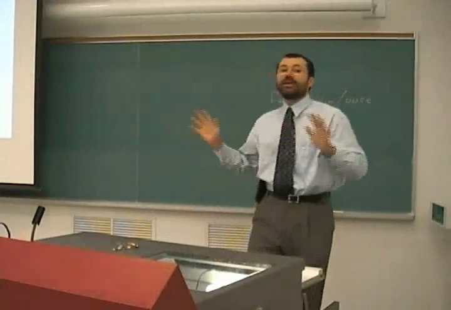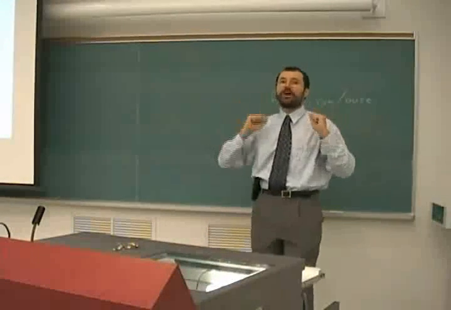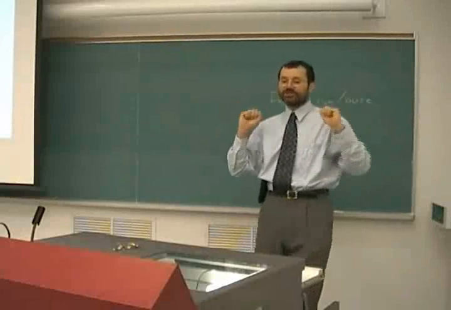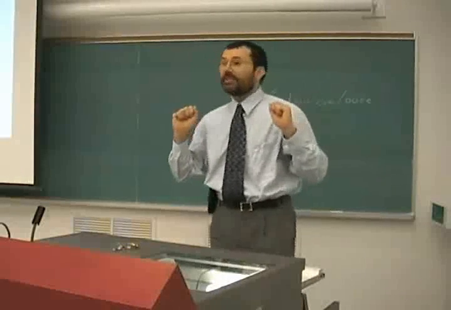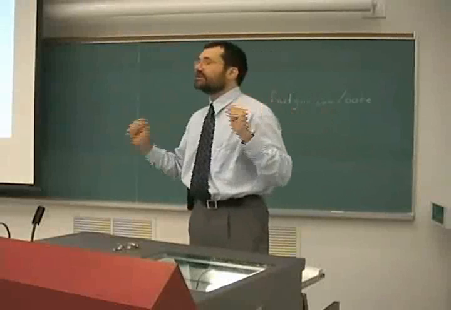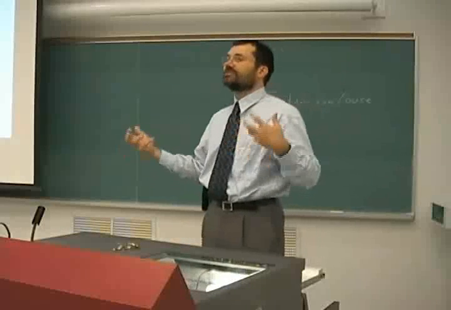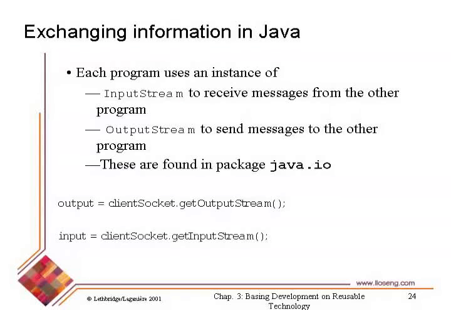Okay, so I have my connection established. Both sides have a socket. They can communicate. Now I want to exchange information. To exchange information, I need an additional set of classes because I have to decide the kind of data that I'm going to be exchanging. It's all very well saying I'm going to be exchanging information, but what kind of information? Well, first of all, there are a set of classes called input stream and output stream.